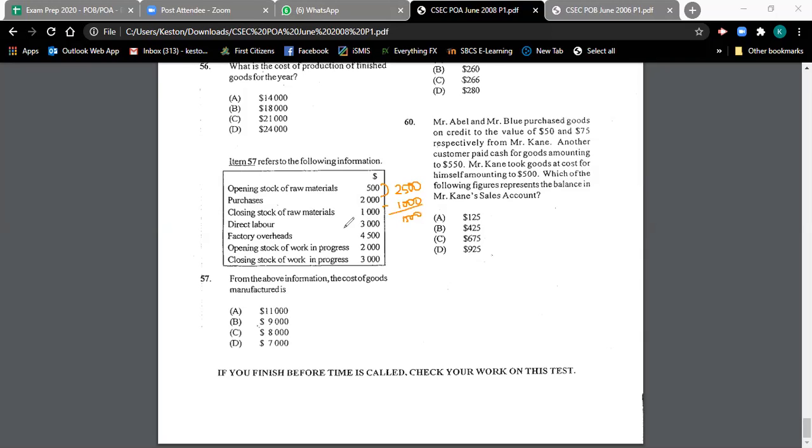I'm gonna add these things here, 3,000 and 4,500. So this is what, 7,500 being added to this. That will take me to 9,000. I'm gonna add this opening work in progress as 11,000, and then I want to subtract my closing work in progress.